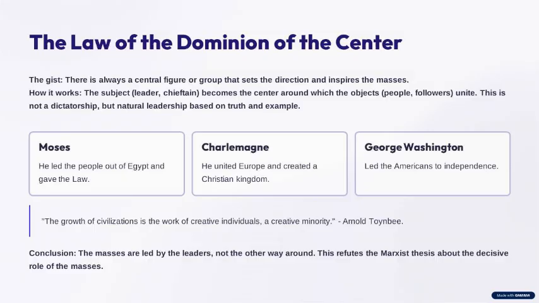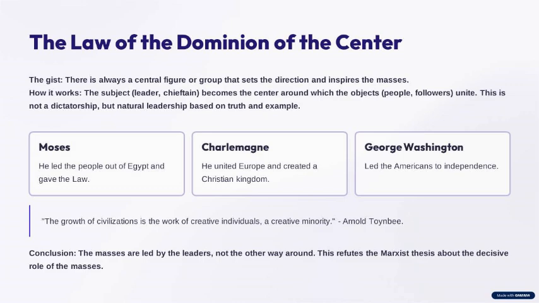Arnold Toynbee, one of the greatest historians of the 20th century, said the following. I quote, "The growth of civilizations is the work of creative personalities, of a creative minority." End of quote. And this completely refutes the Marxist thesis that the masses are the decisive force of history. The masses are undoubtedly important, but they follow leaders. They are inspired by examples. They unite round a center.